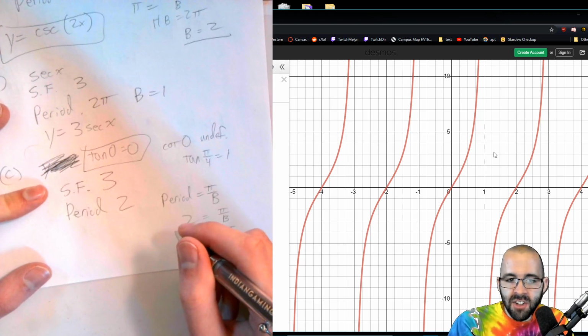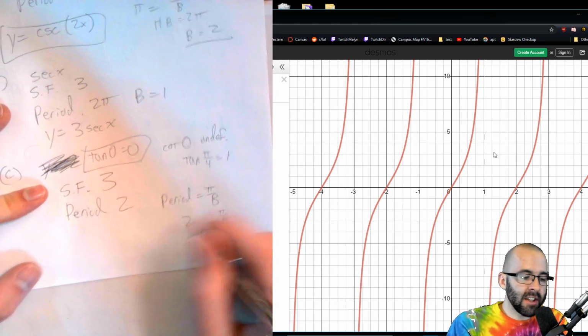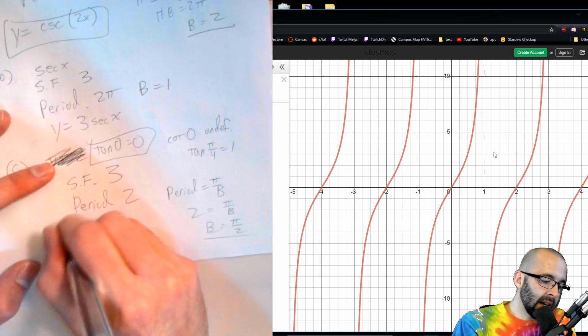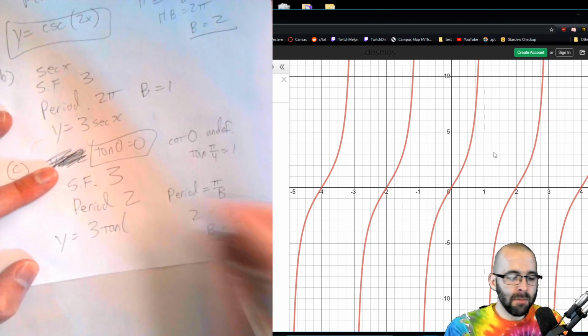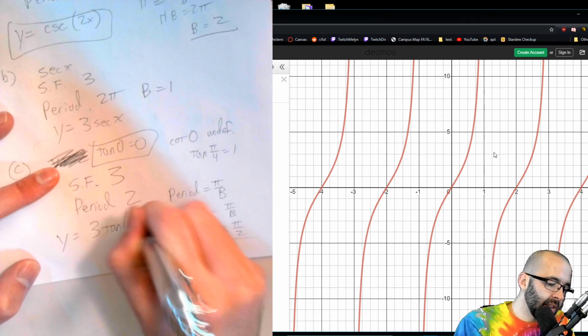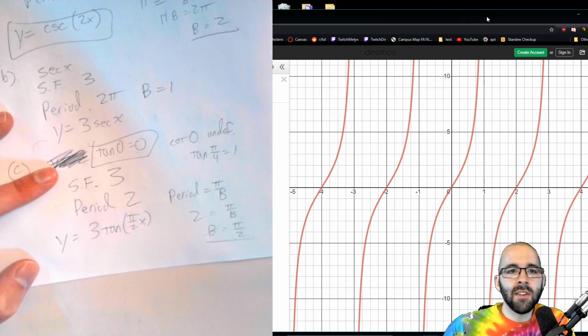And again, there's no phase shift. There's no vertical shift here. Everything's very centered. So we're going to get y equals the stretching factor 3 times the tangent of b times x. We said b was pi over 2. Let's see if we got the right answer.